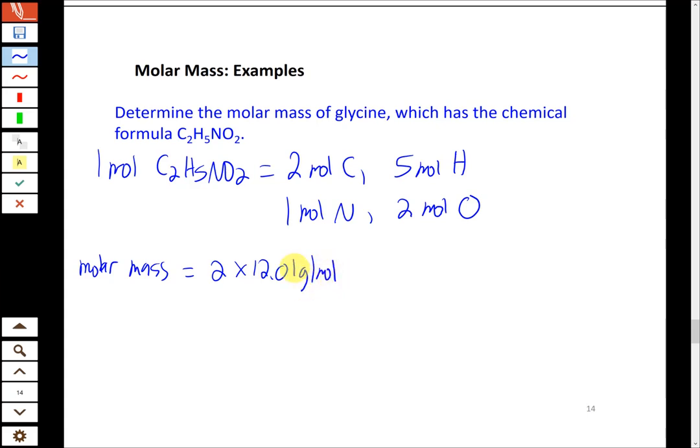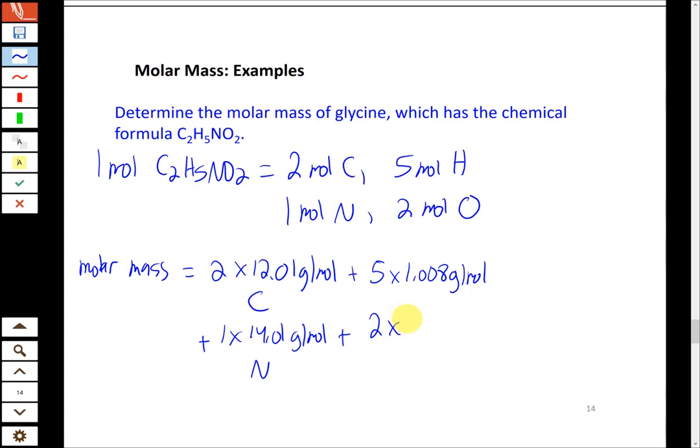All right, so that's the atomic mass of carbon multiplied by 2, because this substance has 2 moles of carbon in 1 mole of the substance. For hydrogen, there's a subscript of 5, so it's going to be 5 times the atomic mass of hydrogen, which is the smallest one, 1.008. And then we're going to add to that, we have 1 nitrogen, so it's going to be 1 times the atomic mass of nitrogen. And then we have 2 oxygens as well, so it's going to be 2 times the atomic mass of oxygen, which to 2 decimal places is 16.00.